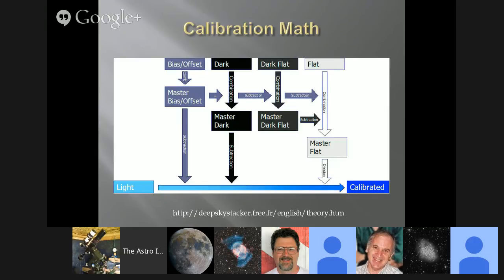And you can see there, the bias is first combined with itself, then subtracted from the dark flat. I didn't get into what dark flats are, but subtracted from the flat, then subtracted from the light, then that master dark, which has already had the applied bias, gets subtracted from the light. And you can see really how it works through. This is basically the workflow. This is what we do during calibration.